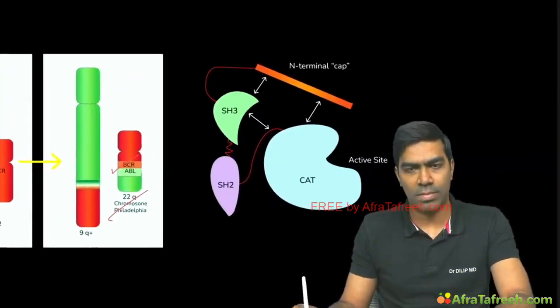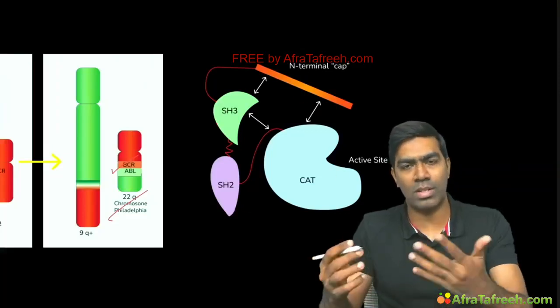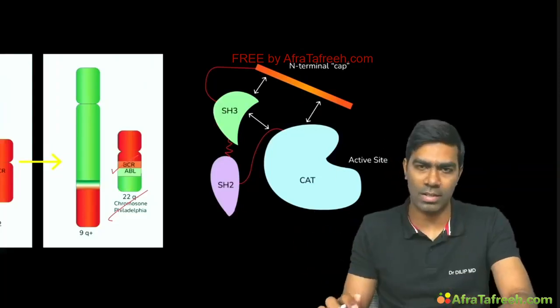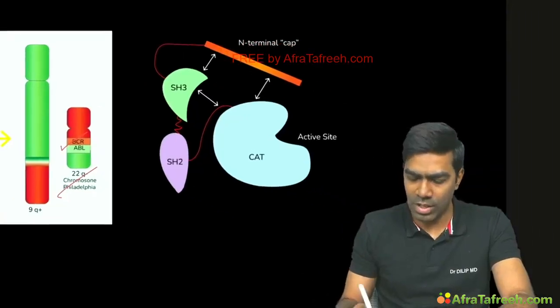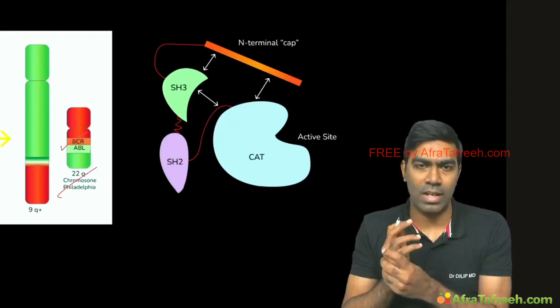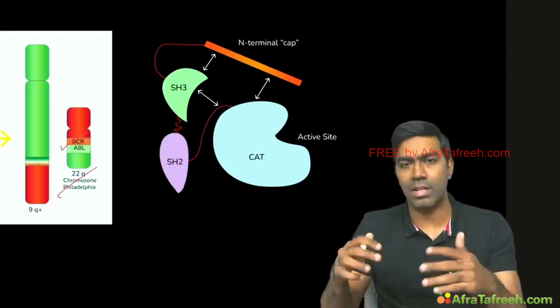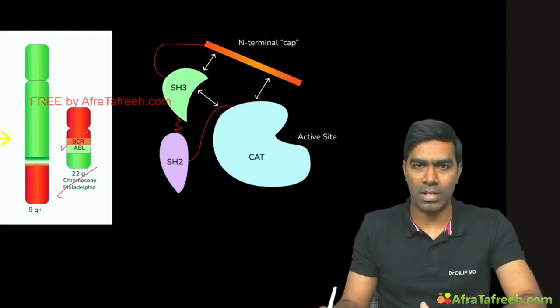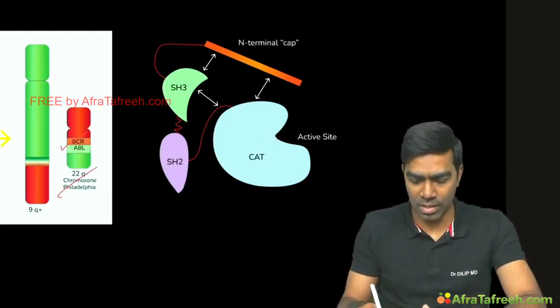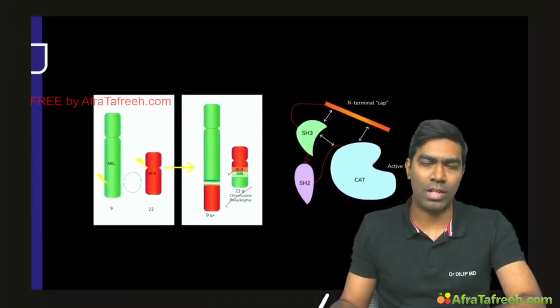and that's the reason for the development of CML in the first place. And here's the molecular structure of the BCR-ABL fusion kinase. You have something called the active site, which is basically the ATP binding site of this tyrosine kinase. And this is the place you're going to target with tyrosine kinase inhibitors like imatinib. So the active site, the ATP binding site of the CAT domain, is the one that's going to be targeted by most of the tyrosine kinase inhibitors.